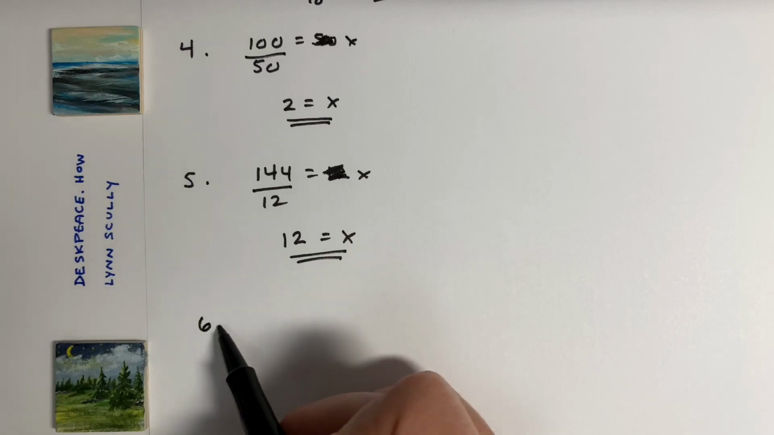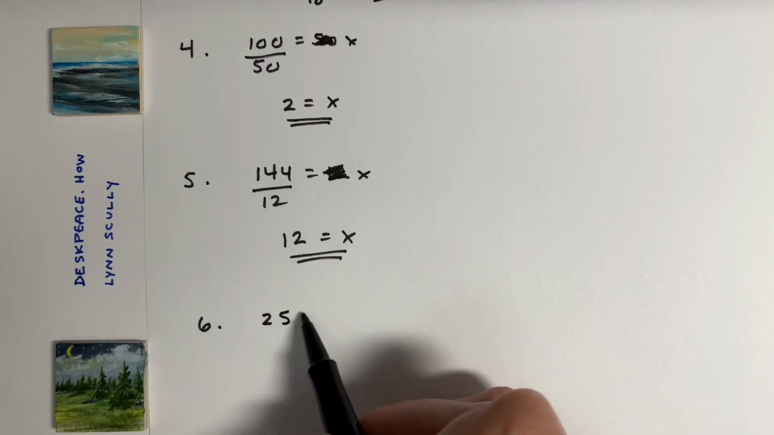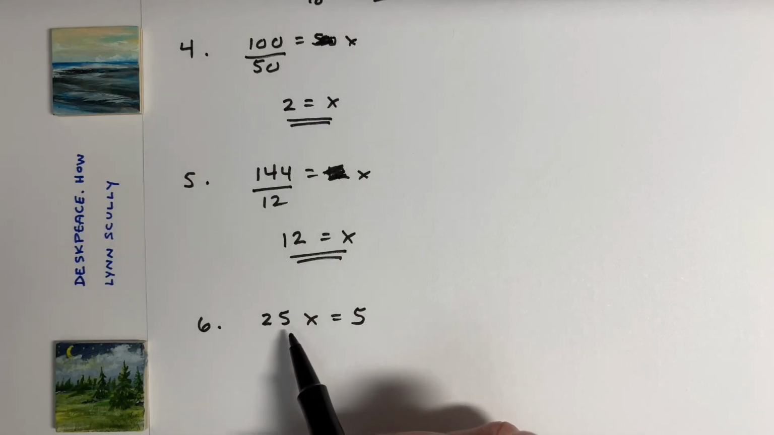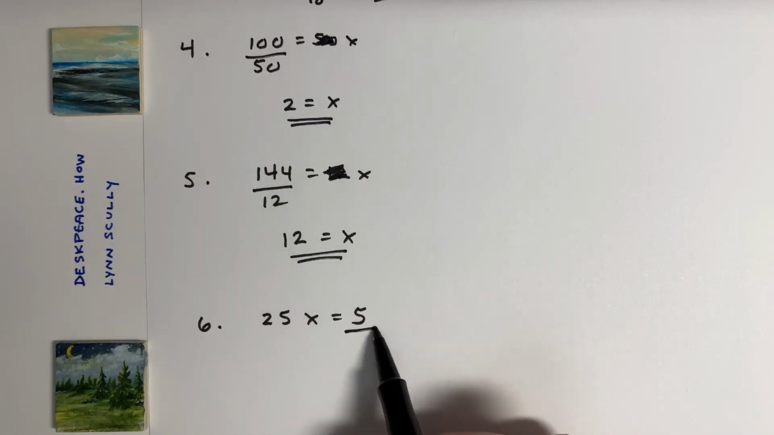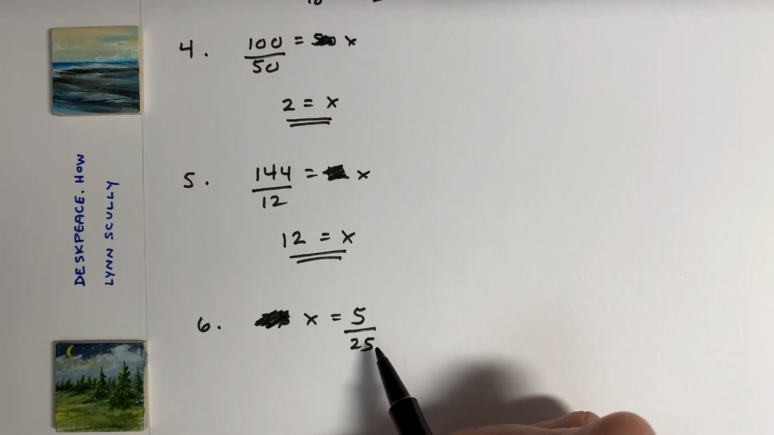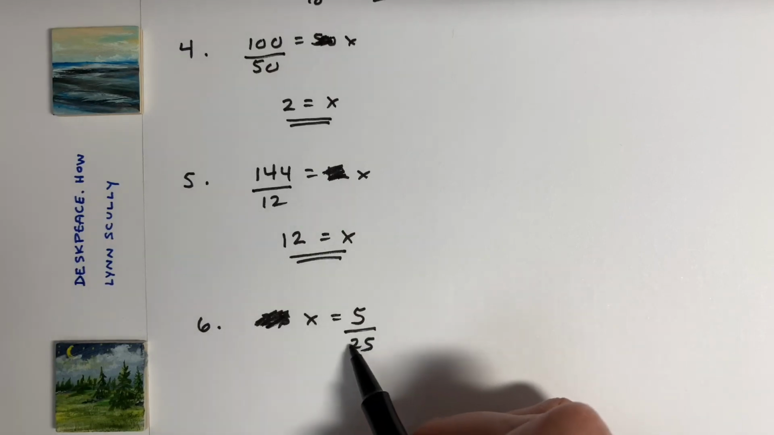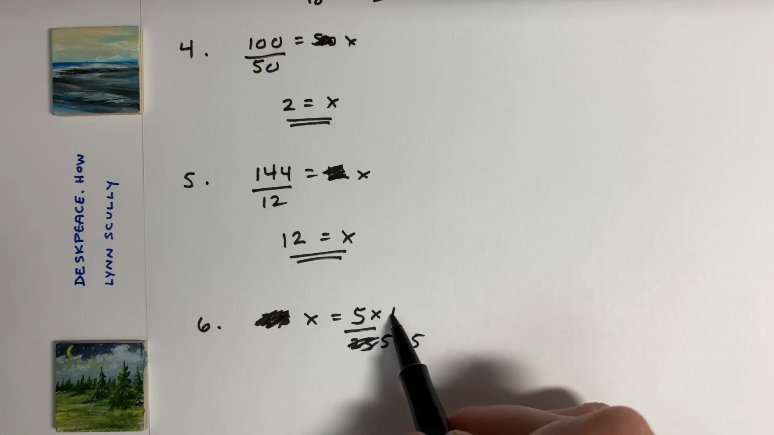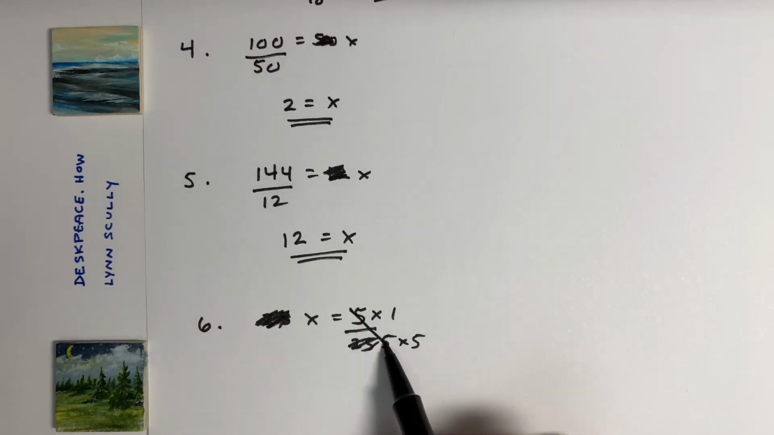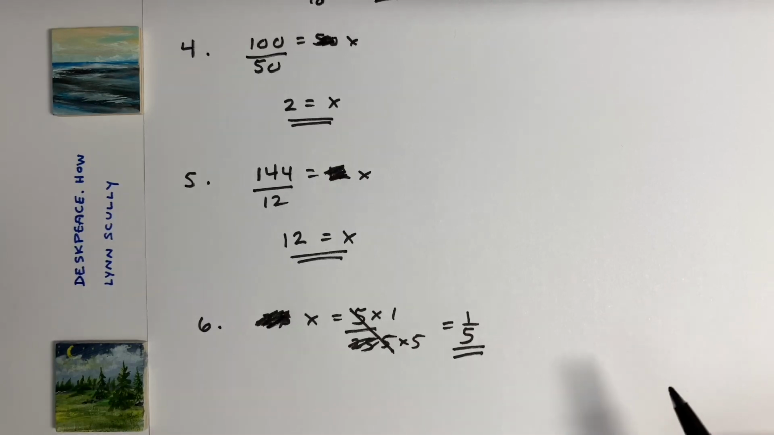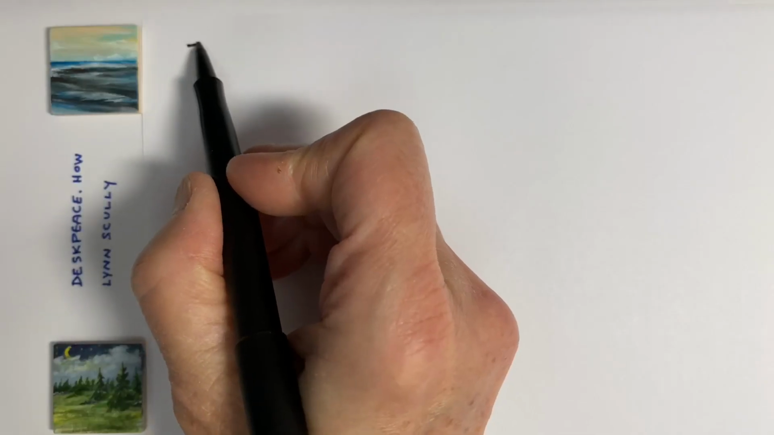Number 6. 25x equals 5. 25 is attached to x by multiplication. Move it by division to the other side of the equal sign. So I know I'm going to get a fraction less than 1 because the top is smaller than the bottom. 25 is the same as 5 times 5. And 5 on top is 5 times 1. The 5 over 5 go away, and I'm getting 1/5. X is 1/5.